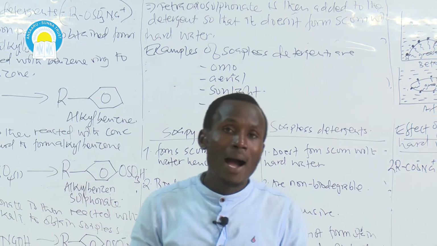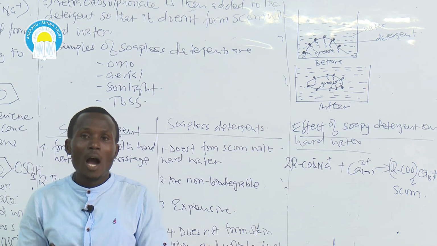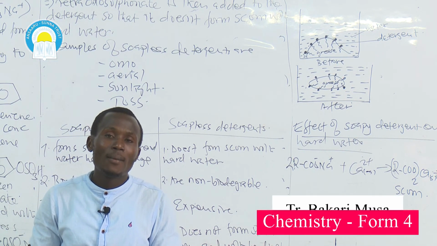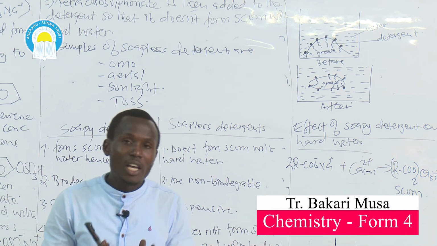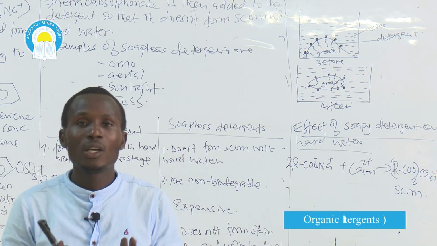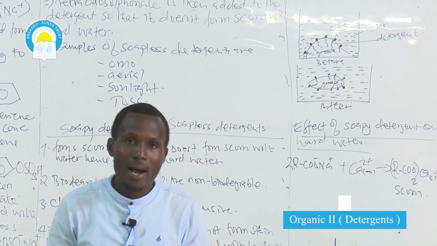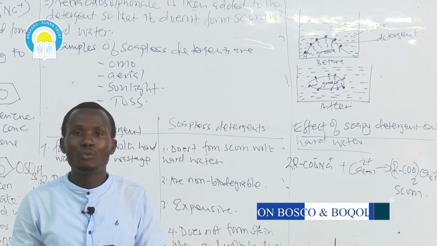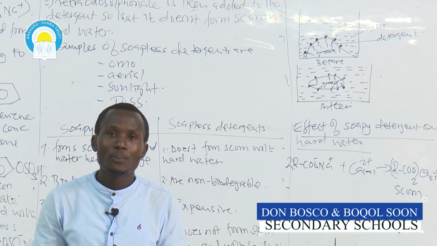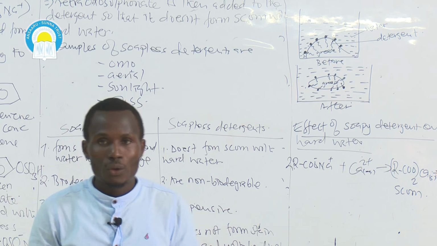Therefore, that marks the end of the third lesson of our topic. And the fourth lesson, which is going to be the last topic of organic chemistry 2, is going to be on polymers. That will also mark the end of that chapter of organic chemistry 2. Thank you so much.